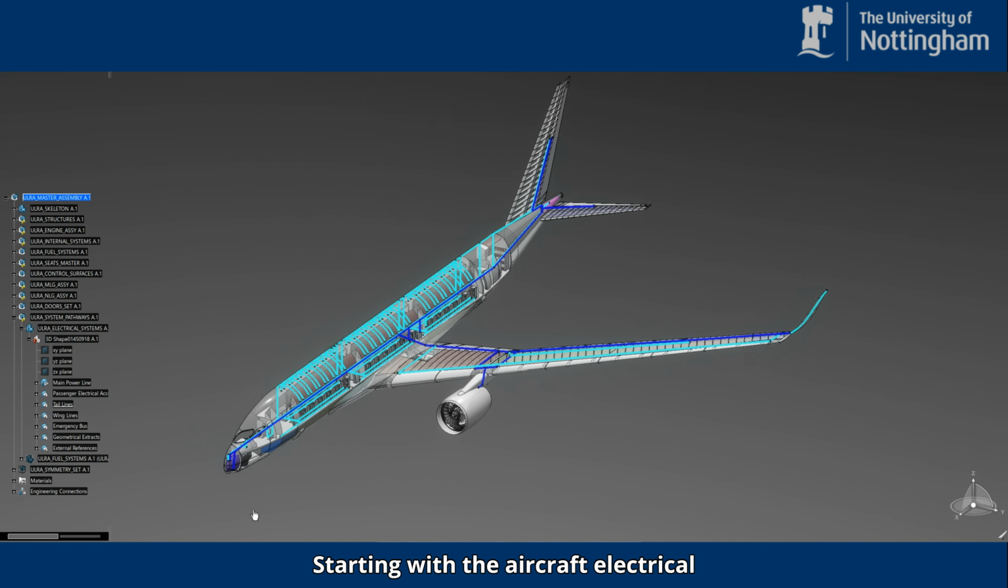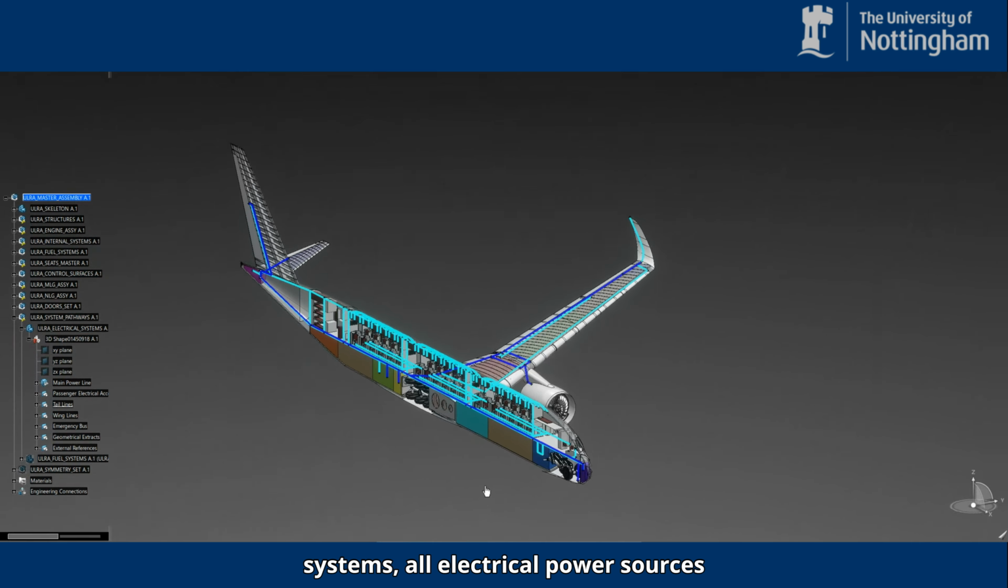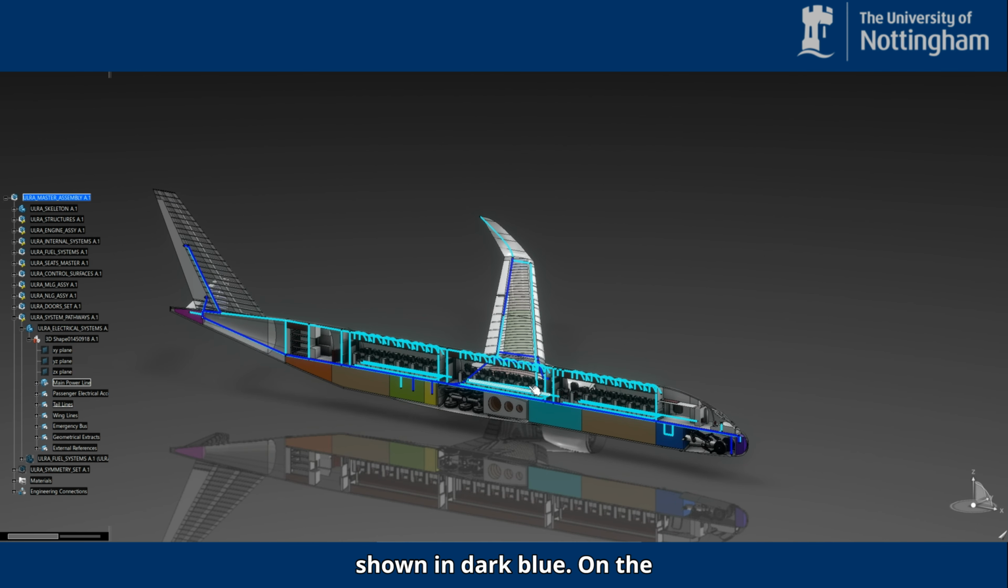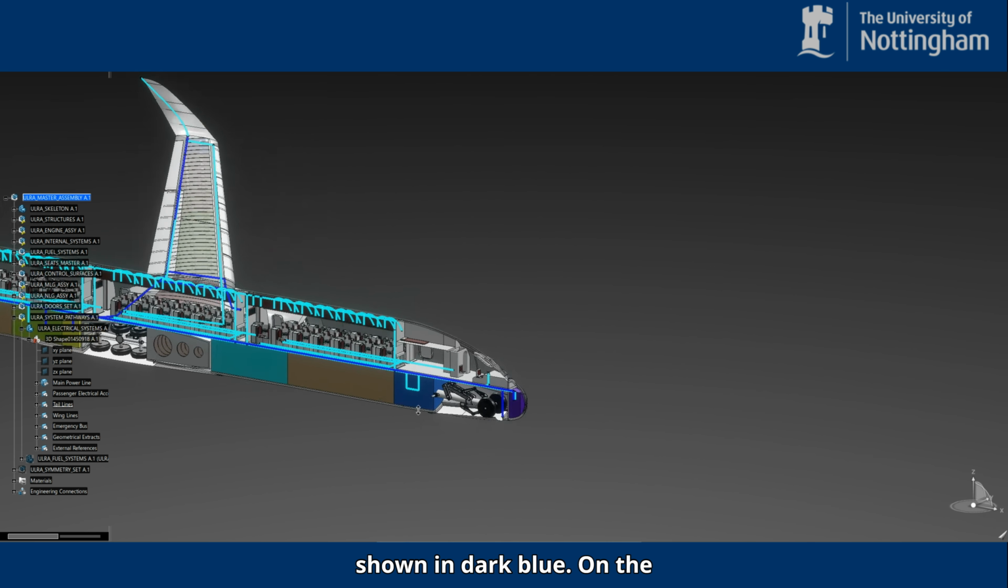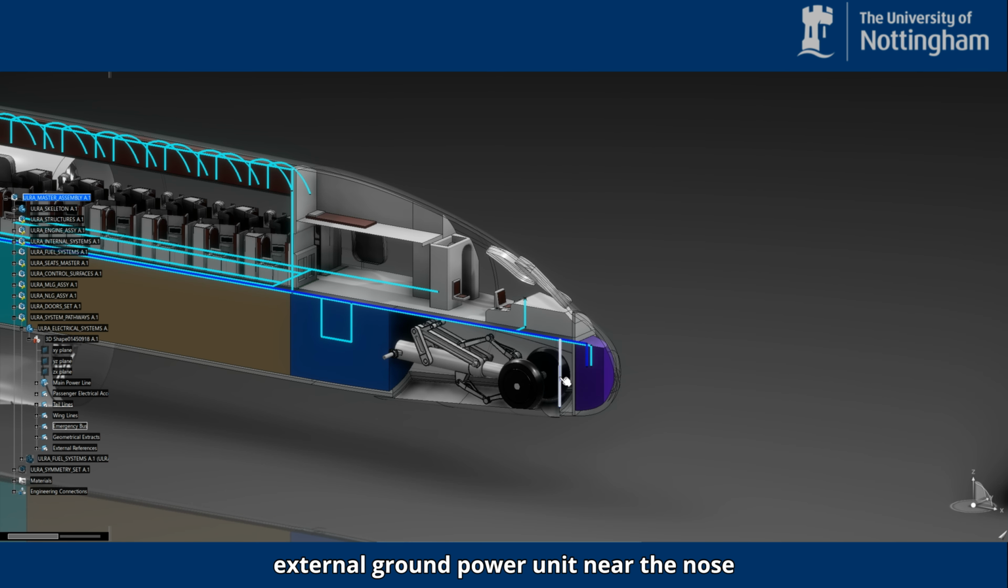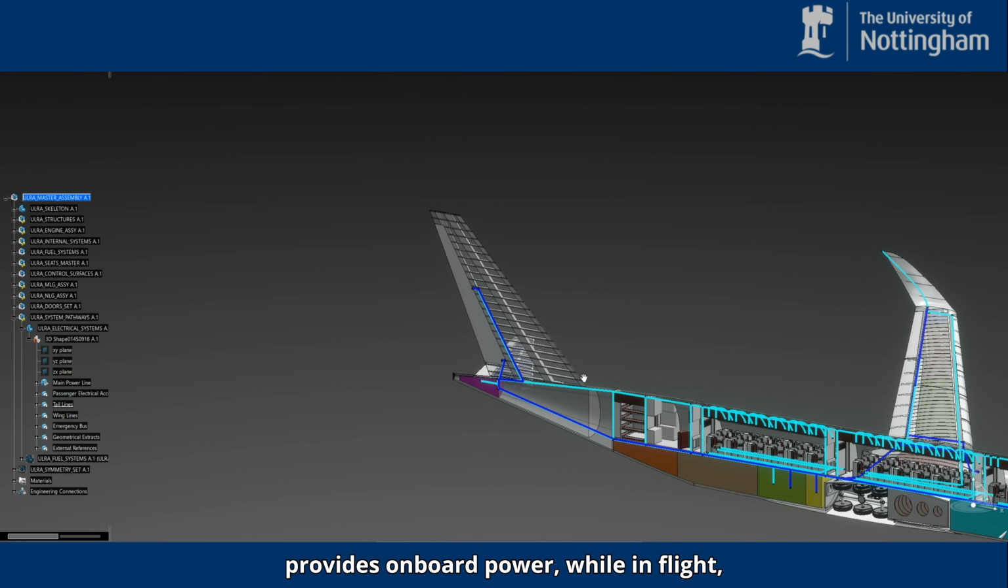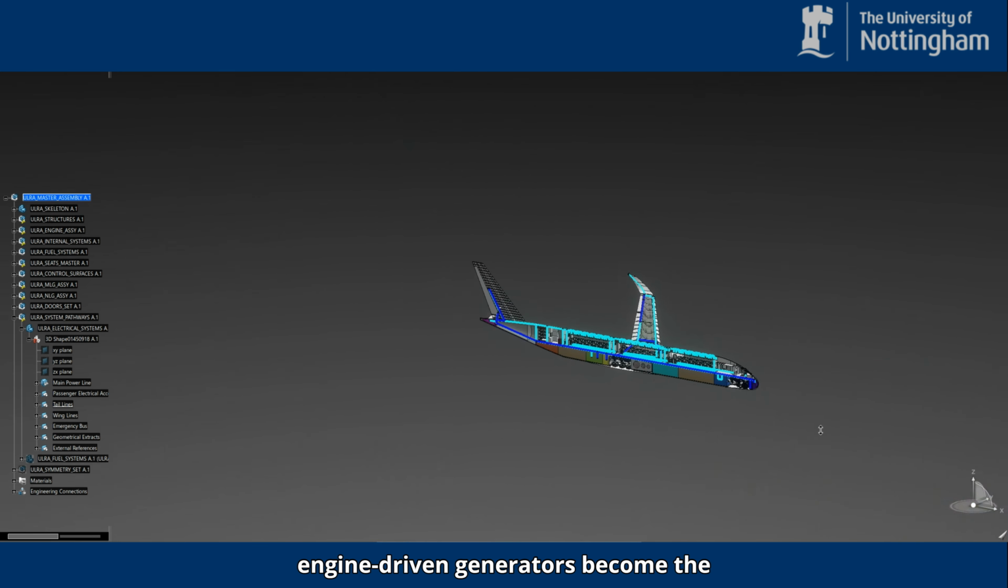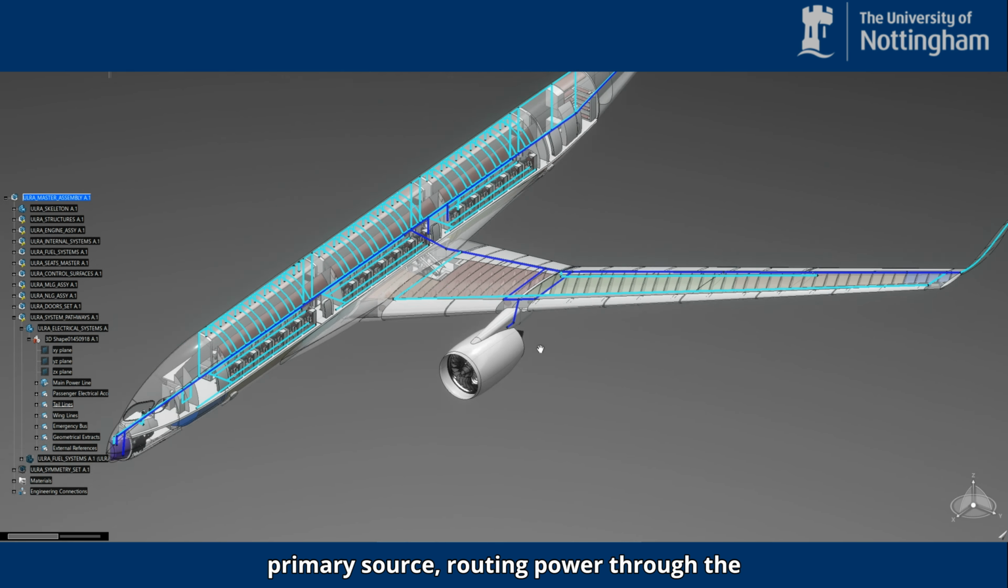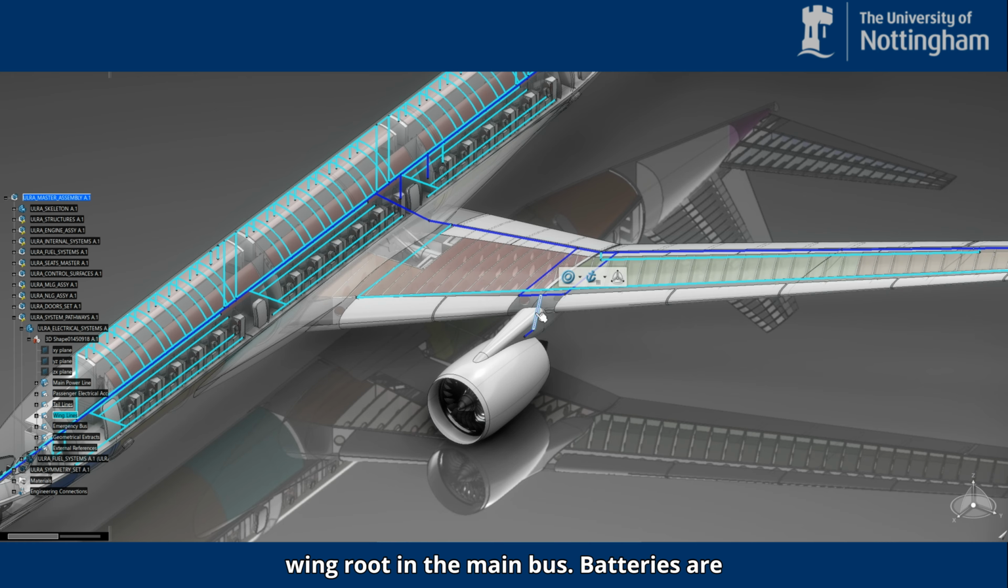Starting with the aircraft electrical systems, all electrical power sources feed into a central distribution system, shown in dark blue. On the ground, power is supplied via the external ground power unit near the nose landing gear. The APU in the aft fuselage provides onboard power, while in flight, engine-driven generators become the primary source, routing power through the wing route in the main bus.